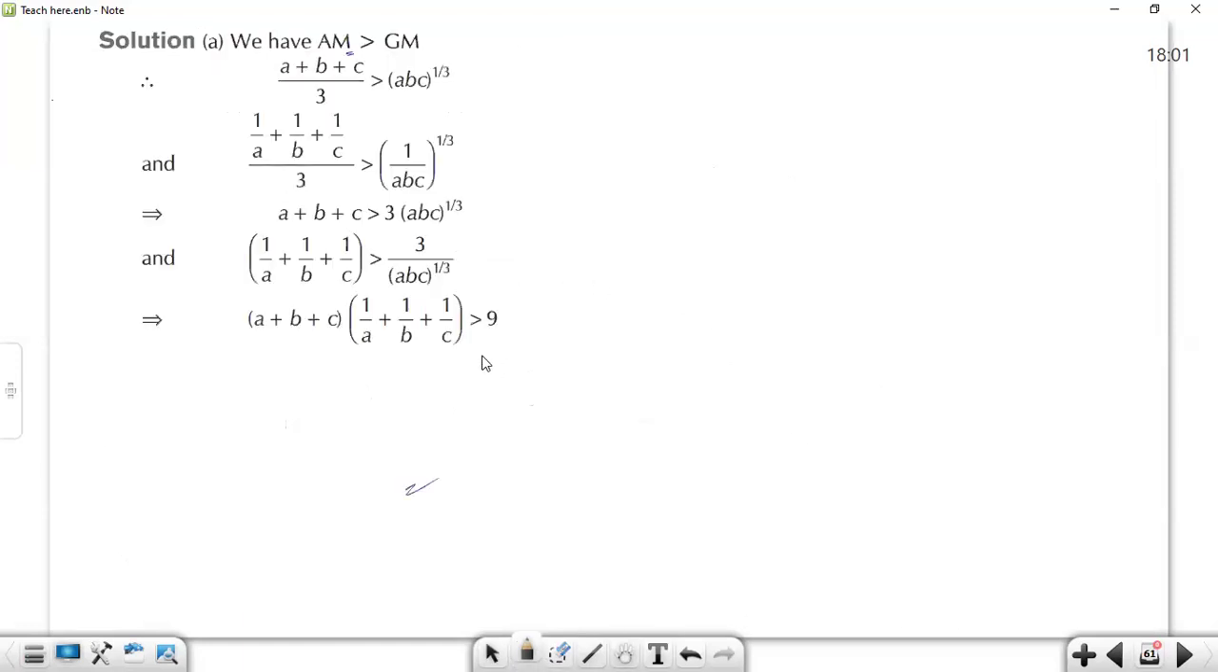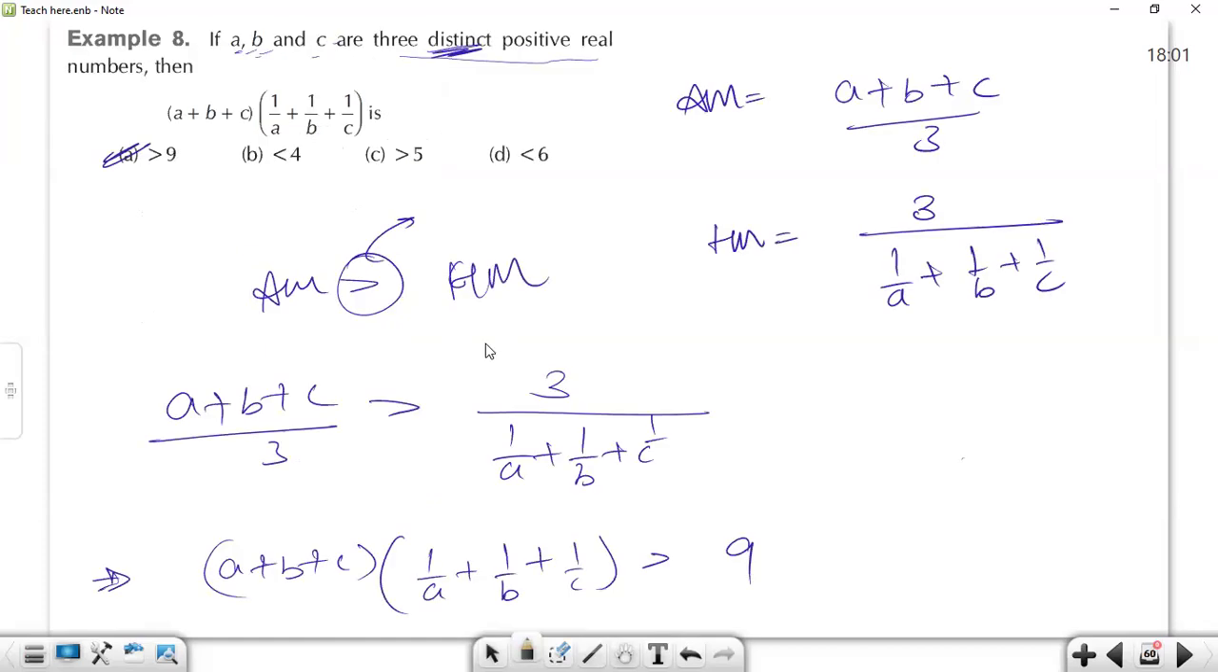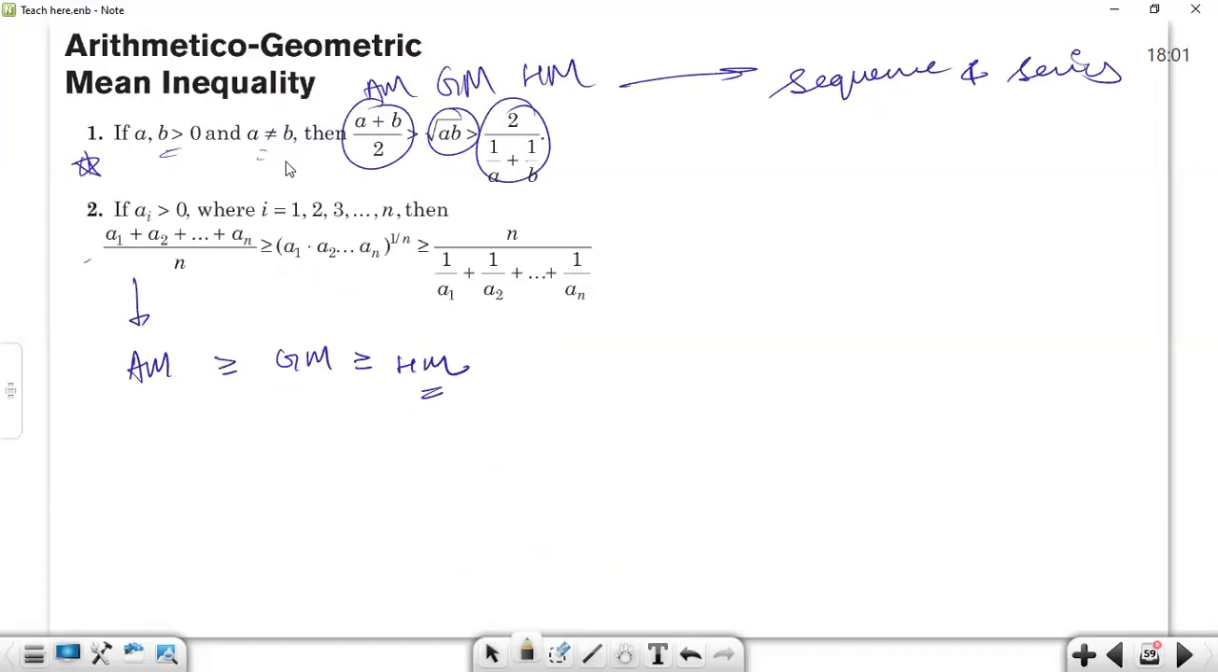We are discussing inequalities, and the basic concept of solving these examples is the property that arithmetic mean is greater than or equal to geometric mean, which is greater than or equal to harmonic mean. And the formula of the same is given. Okay, sir.